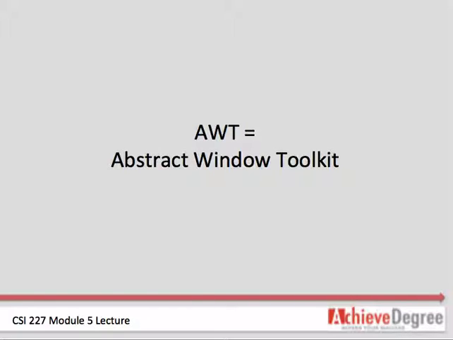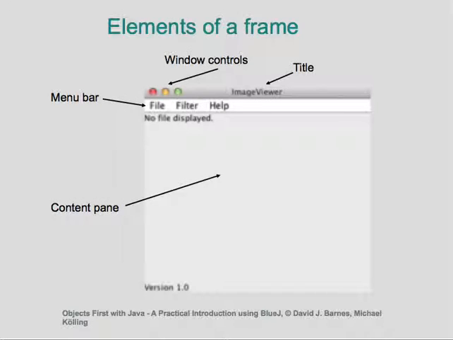AWT stands for Abstract Window Toolkit, which was how windows were viewed when there was first a need to implement and include a window toolkit. Up until then, most servers and computers were command line Unix and Linux machines, and very rarely did they use a mouse. This slide has the basic elements of a frame.